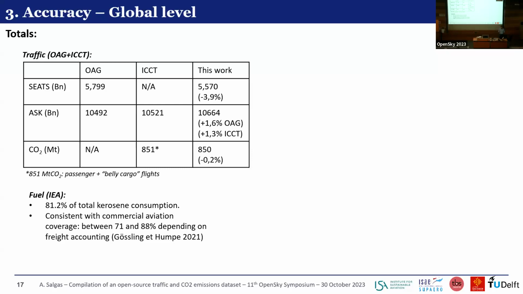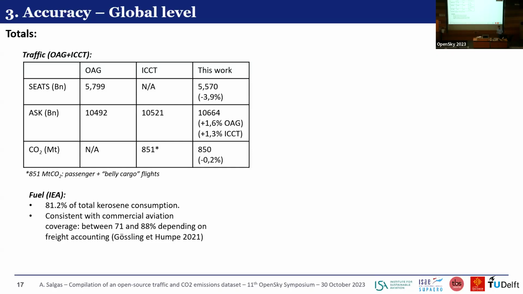So if we are looking at the seats included in both datasets, we can see that this work underestimates by around 3.9% the total number of seats present in the OAG dataset, while in terms of available seat kilometers, so just multiplying the seats by each flight distance, we are overestimating by around 1.6% the OAG dataset and by 1.3% the ICCT dataset.